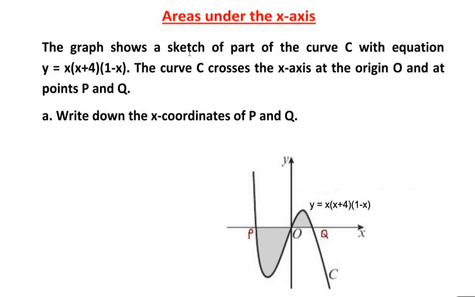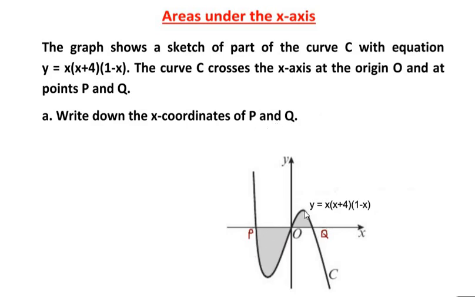The graph shows a sketch of part of the curve C with equation y equals x(x + 4)(1 - x), and the curve crosses the x-axis at the origin and at the points P and Q. Write down the x-coordinates of point P and point Q.